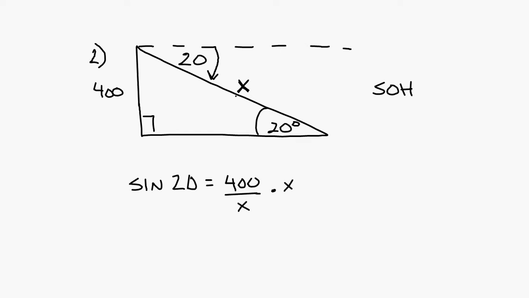Crisscross multiply. Clears the x, and then you can divide both sides by sine 20. These will cancel out, and x equals 400 divided by sine 20. That's 1169.5.